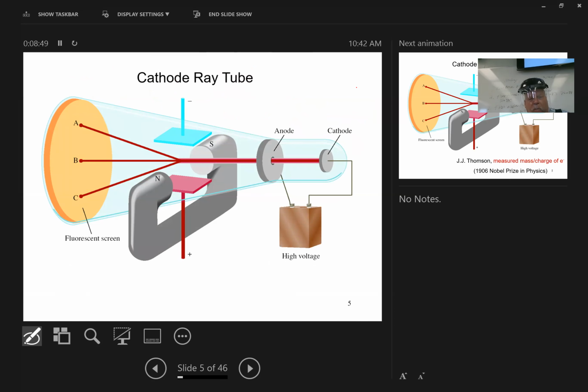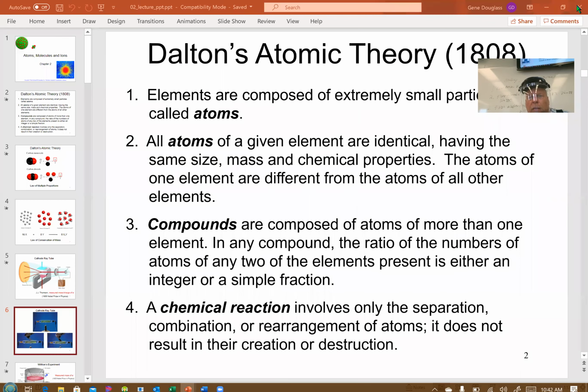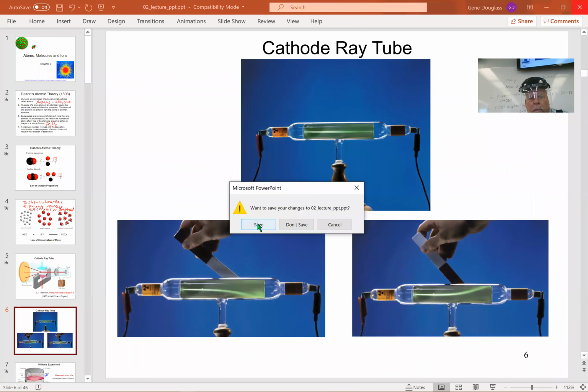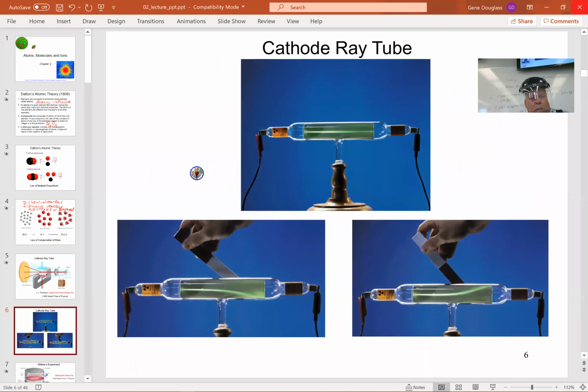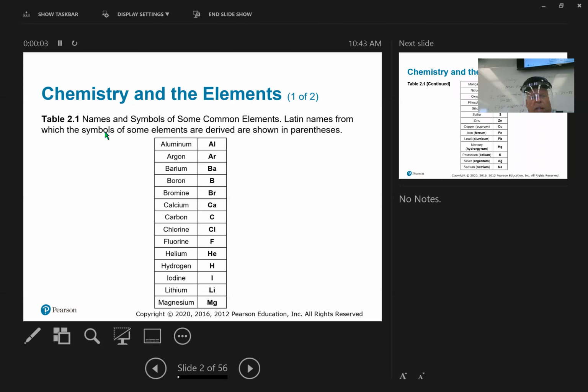I'm going to leave that now and go back to the other slides here. Okay, now we're going to talk about what the elements are related to this. We'll start now with the elements. Well, the names and symbols of common elements, the Latin names from which are derived are shown in parentheses. So essentially, they're Latin names related to these things here as well.